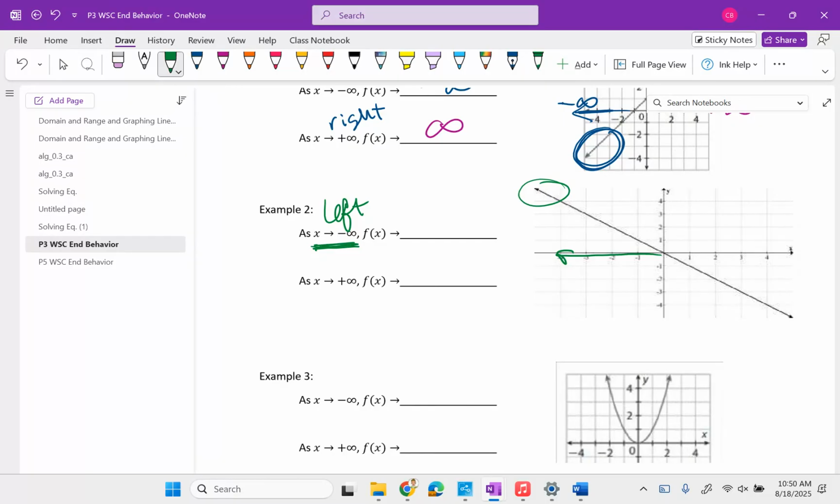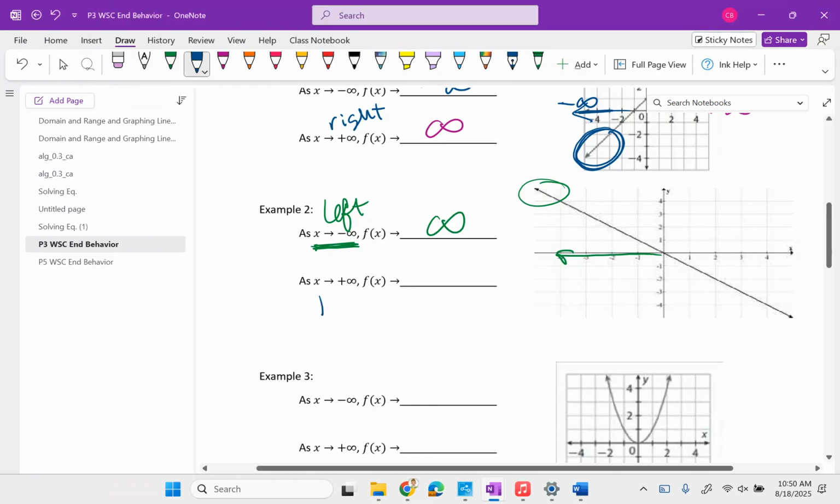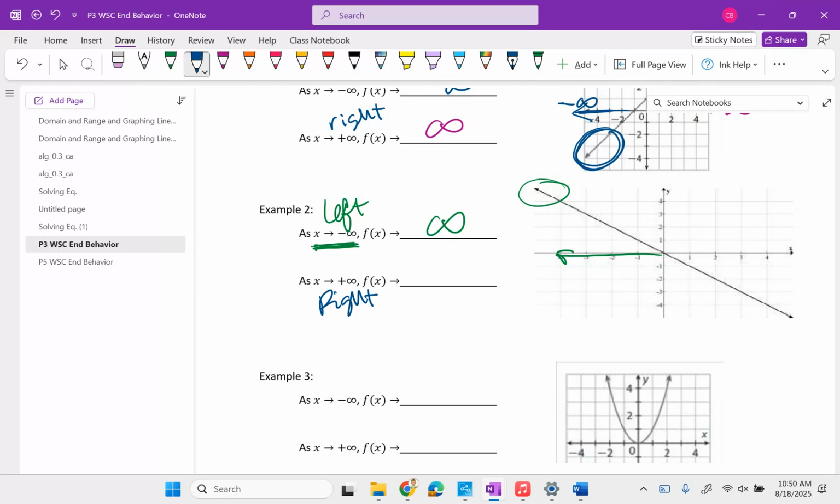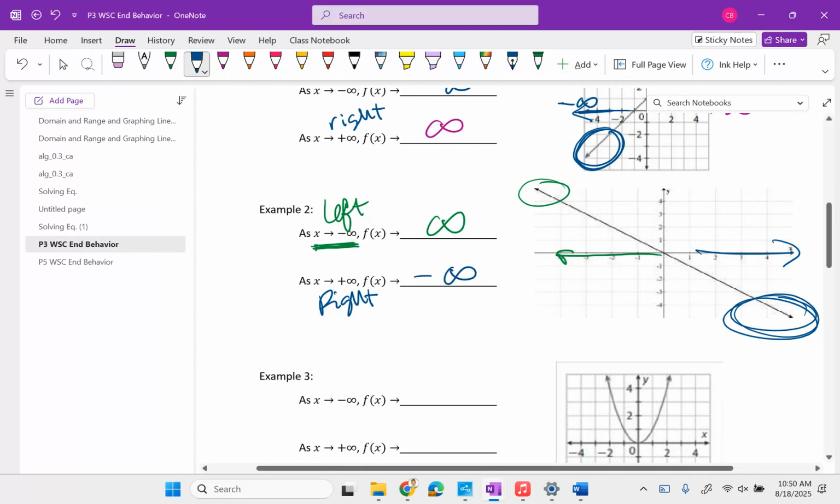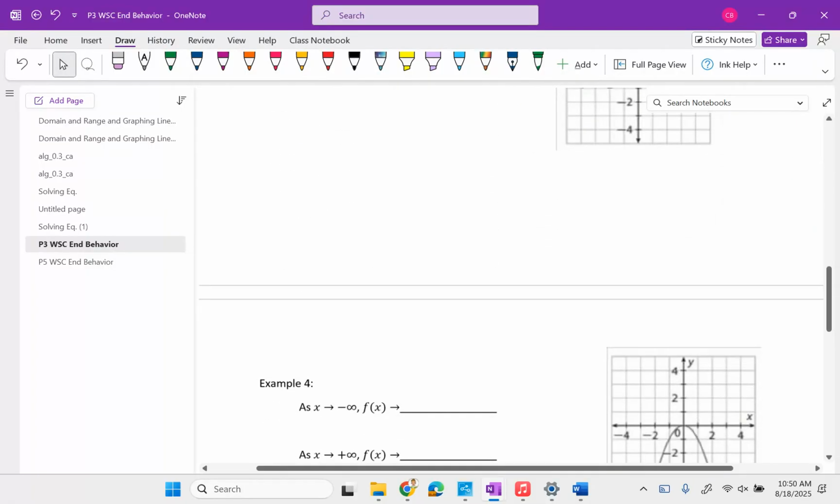Positive infinity, right? Okay. Let's take a look at the other piece of it. So this one, the positive infinity on the x means I'm going to the right. What does that mean? Where is my y value going? Look at here. To the right, what's happening with that y value? It's going down. What number is down? Negative infinity. Good. Okay. How many more do we have?